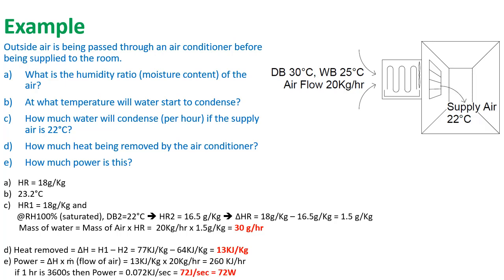Let's remember the relationship formula between power, enthalpy, and the flow. Power is delta H, change of enthalpy, multiplied by the flow. Therefore, power is 13 kilojoules per kilogram, change of enthalpy, multiplied by 20 kilograms of air per hour, which is 260 kilojoules per hour. Since 1 hour is 3,600 seconds, our power then is calculated to 0.072 kilojoules per second, or 72 joules per second or 72 watts.